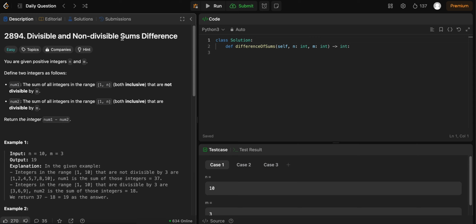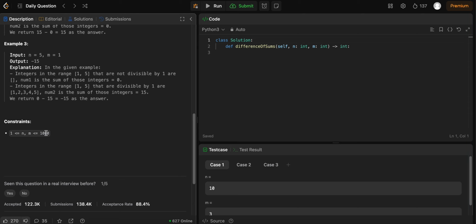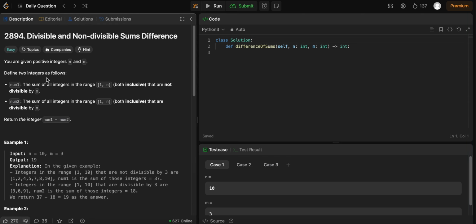So we have an easy today. It's called divisible and non-divisible sums difference. So we're given two ints, n and m, and both of them are only 1,000 big at most. So let's see what it wants.